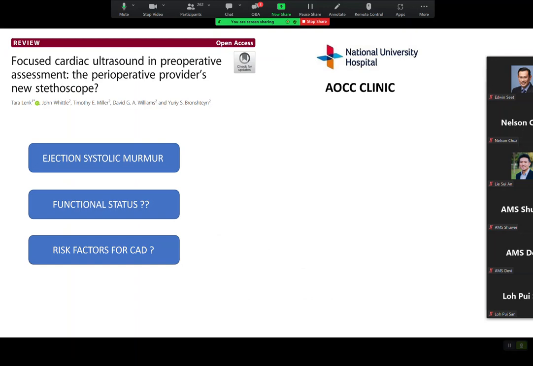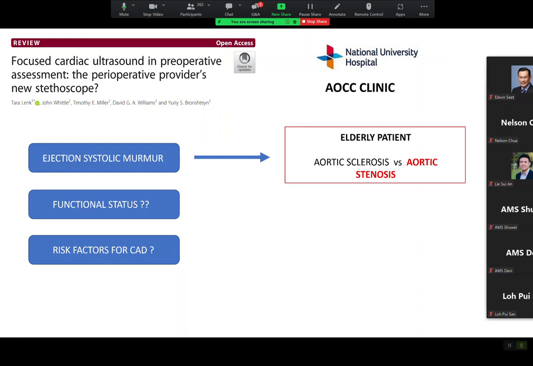Just a little bit about what we do in NUH. In our AOCC clinic, we do have access to a portable ultrasound machine, and we do scan patients who have ejection systolic murmur, especially elderly patients where there's a risk of aortic stenosis.